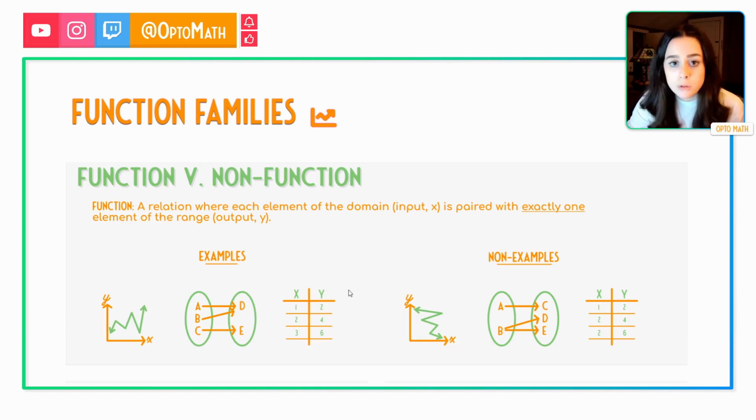Next, we have a table. Do we have any x's repeating? No. We don't have more than one output for an input, so we're good there. Now let's see how non-examples will show us what a non-function looks like.